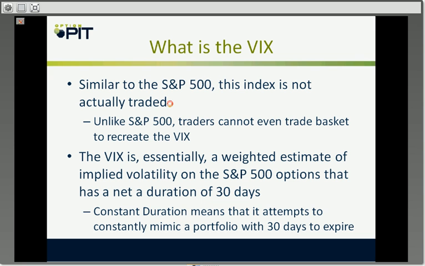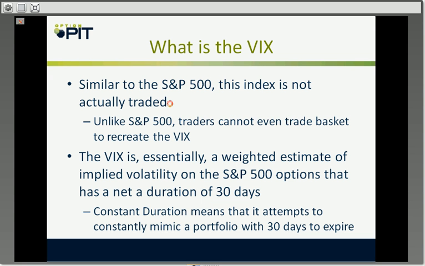It is essentially a weighted estimate of implied volatility of the S&P 500 options that has a net duration of 30 days. That means a constant duration, which should be familiar to bond people. If a bank is holding a huge portfolio of bonds, they'll run a calculation that calculates the duration. That's what you get if you took the cacophony of all those bonds: when is the net expiration?